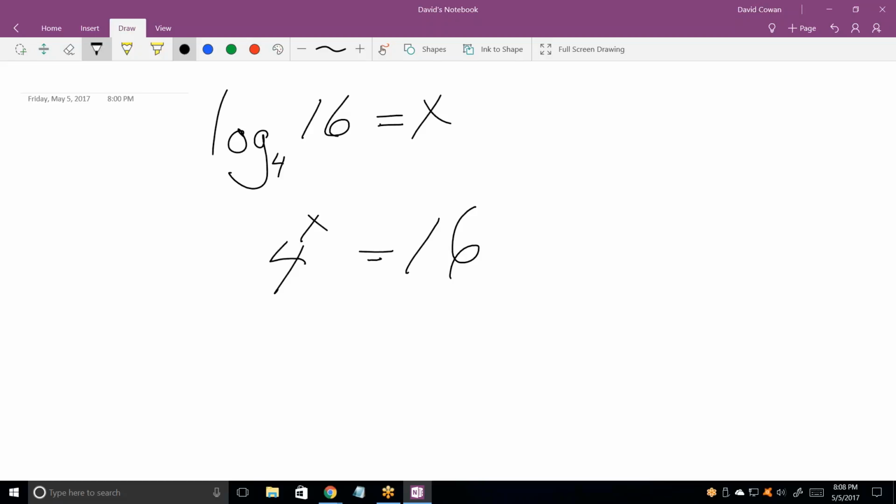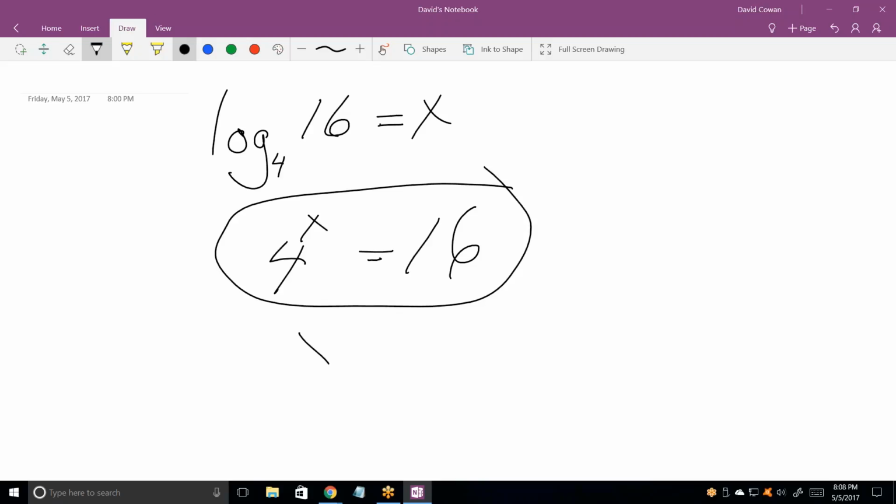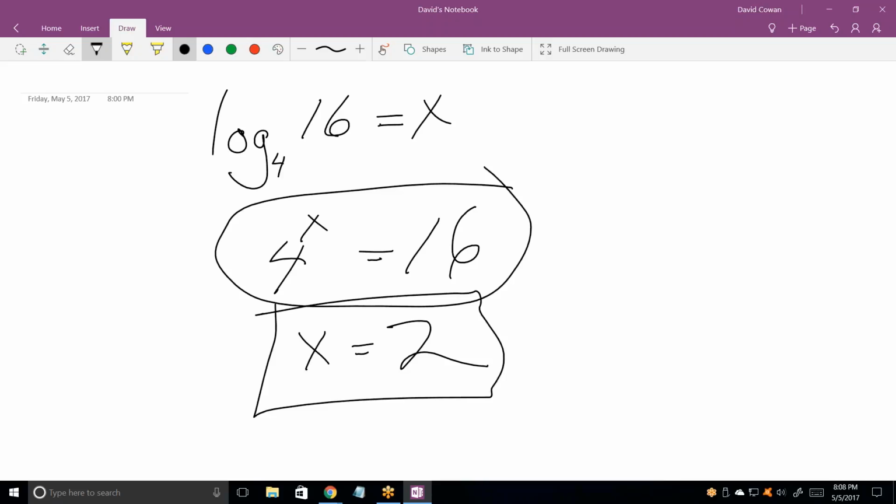Now, in this situation, they're giving you a log equation, which we convert to exponential because why? What's x? X equals 4. 4 to what power equals 16? Oh, 4 to the 2nd. That's what x is. In other words, because we were able to convert it to an exponential equation that was an easy one, we were able to do it.